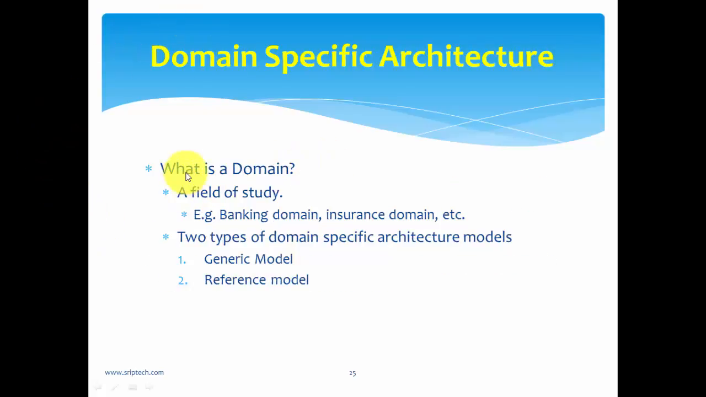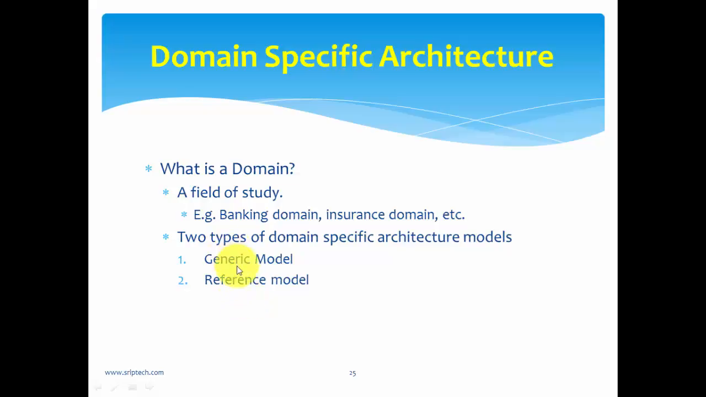Now we will see what exactly is a domain specific architecture. In order to understand a domain specific architecture, first we shall see what is the meaning of a domain. A domain is actually nothing but a field of study. For example, you have the banking domain, the insurance domain, etc. There are two types of domain specific architecture models. We call them a generic model and a reference model.